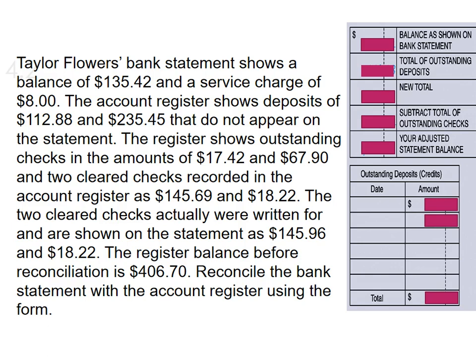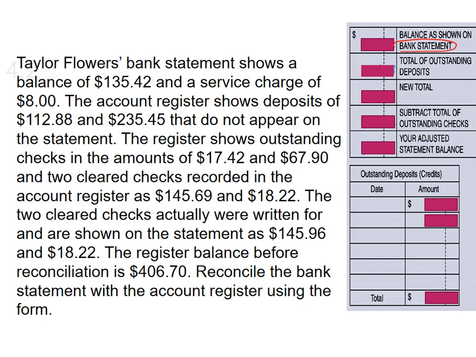Okay, what we're going to be doing now is reconciling. So if you notice, this is information about your bank statement. This is information about your register. So on your bank statement, you may have outstanding deposits, so things that haven't quite cleared yet. You may have outstanding checks. So you have to take those into account when you're looking at your bank statement.